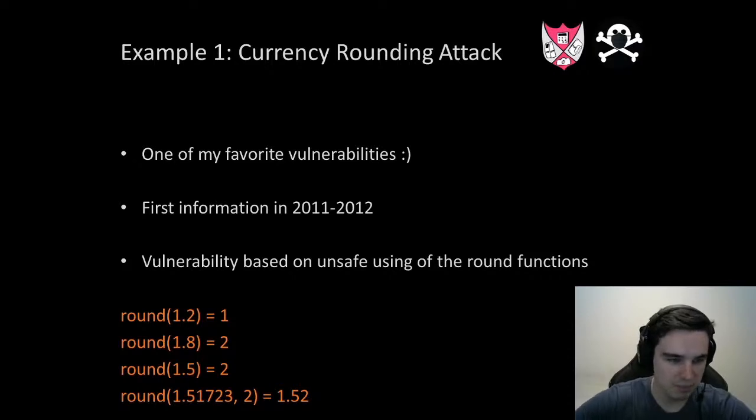But now, a very simple example of using round functions. What is interesting for us is the last example, where in the round function we can set the decimal places that will remain after rounding. As you can see in this example, it is two decimal places after rounding. So after rounding, we will get 1.52.